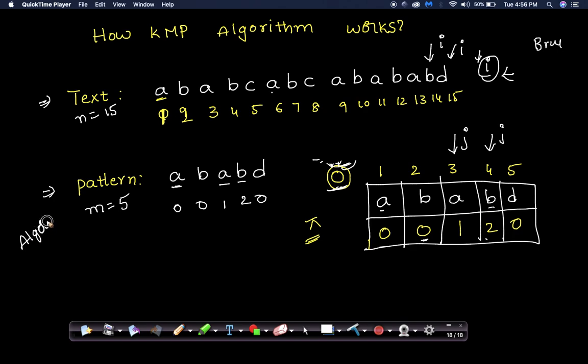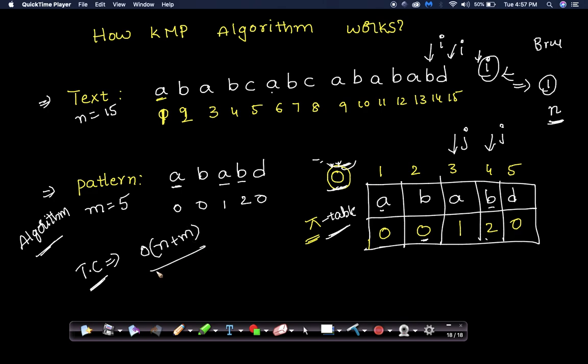It's a very simple algorithm once we are able to construct this pi table, or longest prefix suffix table. Then what is the time complexity of this approach? According to this algorithm, if you notice, my i traverses the entire input string only one time. That means n characters are present in the input string, and we also traverse the pattern, that is n plus m. I hope you understand this, right? Then the overall time complexity of this algorithm is order of n plus m.